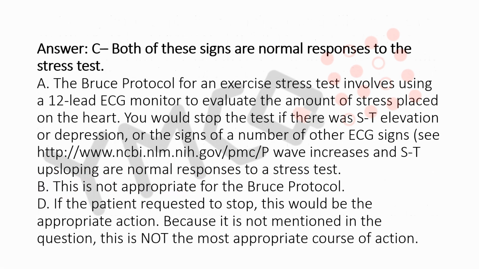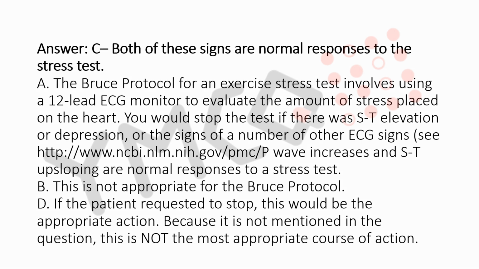Explanation for this question is, answer C, both of these signs are normal responses to the stress test. While option A, the Bruce protocol for an exercise stress test involves using a 12-lead ECG monitor to evaluate the amount of stress placed on the heart, you would stop the test if there was ST elevation or depression, or the signs of a number of other ECG signs. P wave increases and ST upsloping are normal responses to a stress test. And option B, this is not appropriate for the Bruce protocol. And option D, if the patient requested to stop, this would be the appropriate action. Because it is not mentioned in the question, this is not the most appropriate course of action.